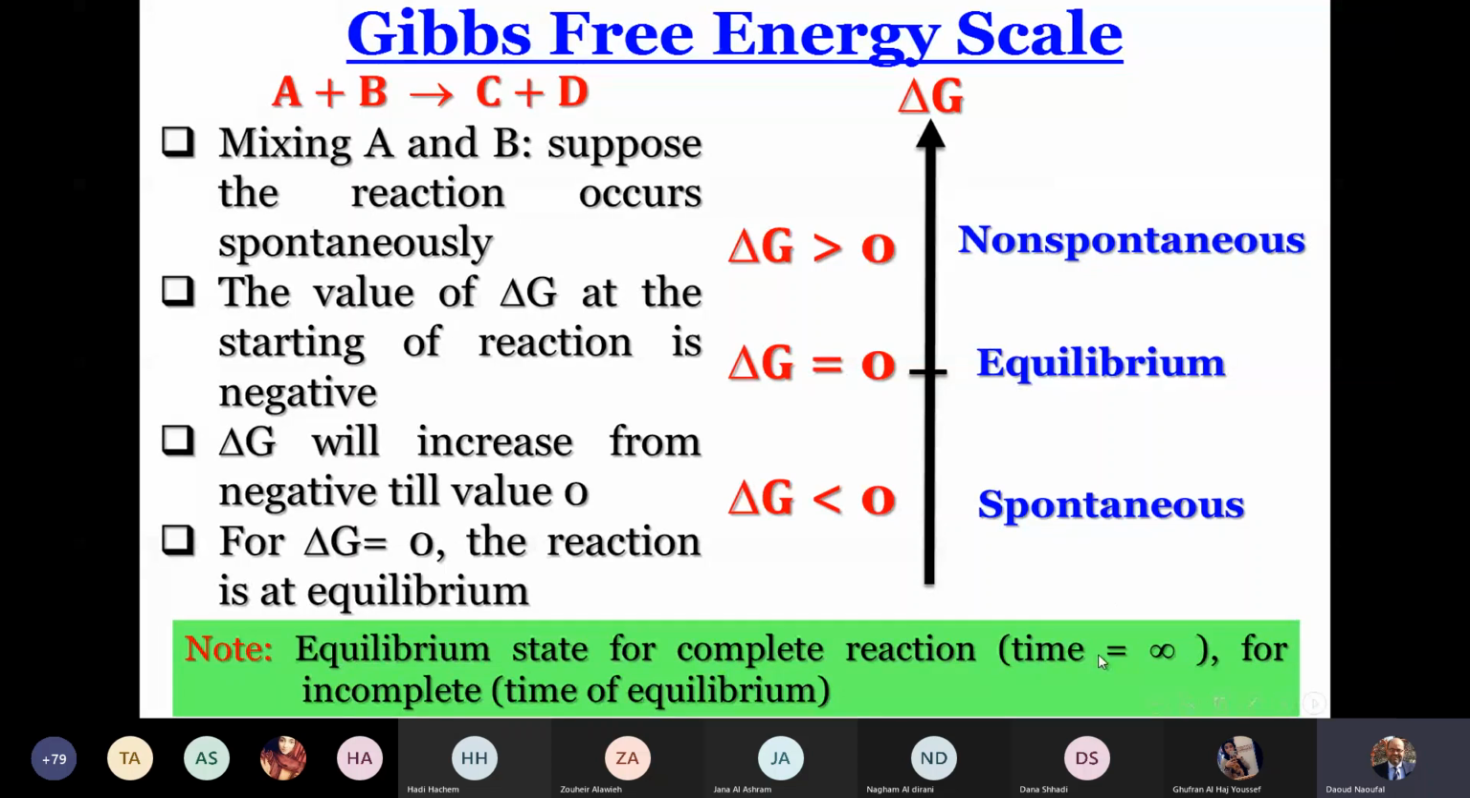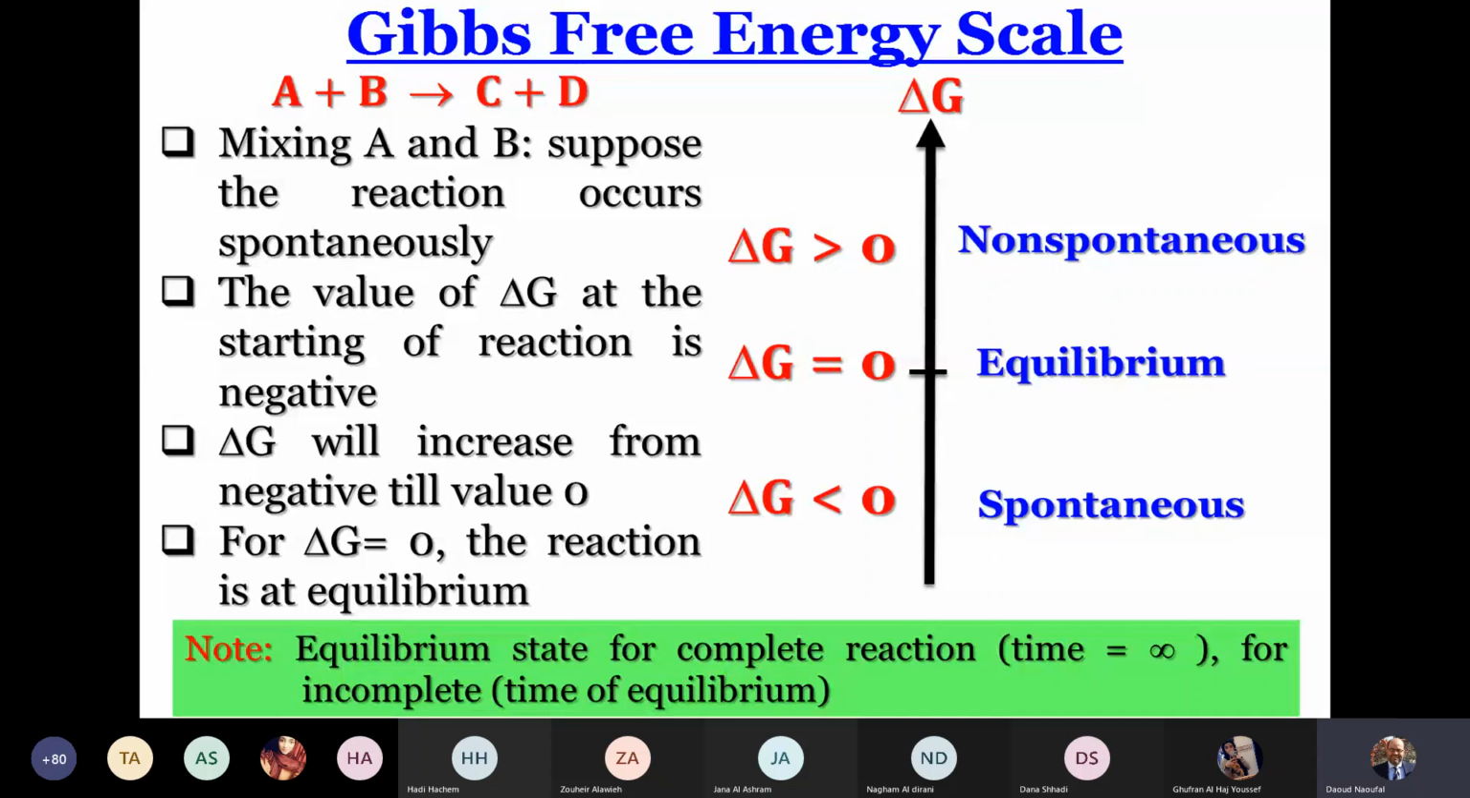For a complete reaction, the equilibrium is at infinite time, and for an incomplete reaction, the equilibrium is at the time of equilibrium. Pay attention, we have two types of reactions. We have a complete reaction, which will proceed till the end, till t equals infinity. And we have an incomplete reaction, which will proceed till the equilibrium time.